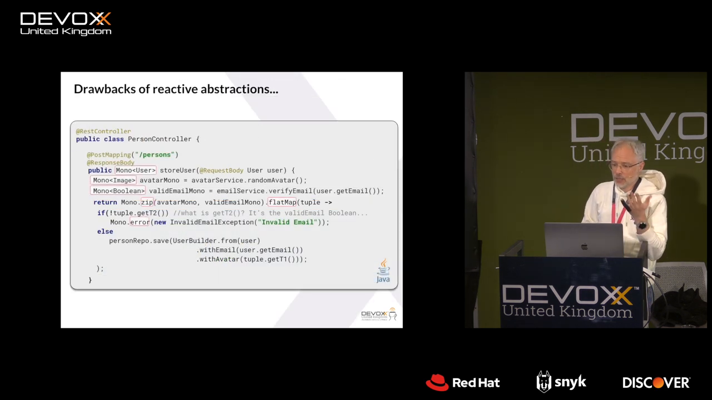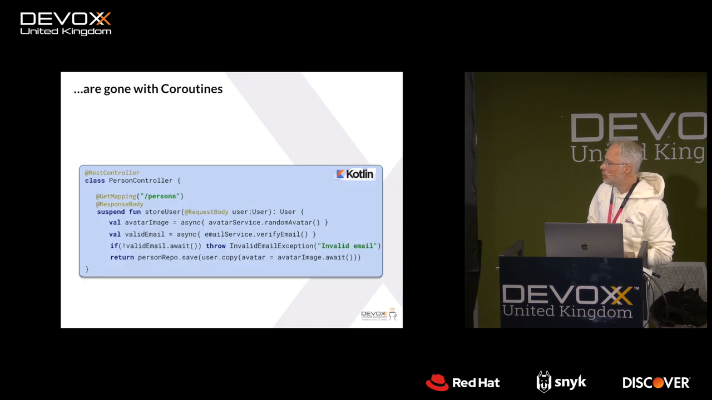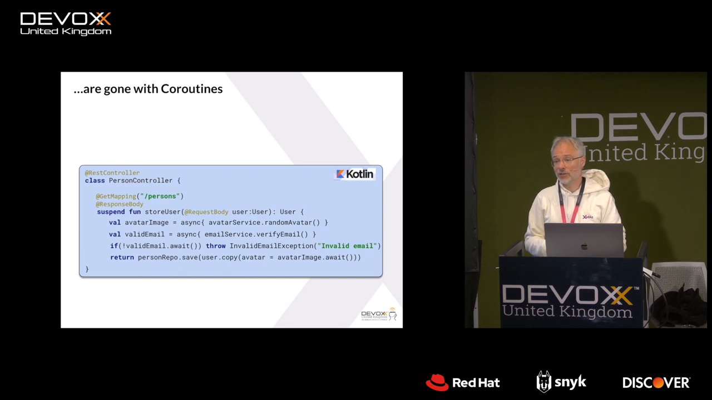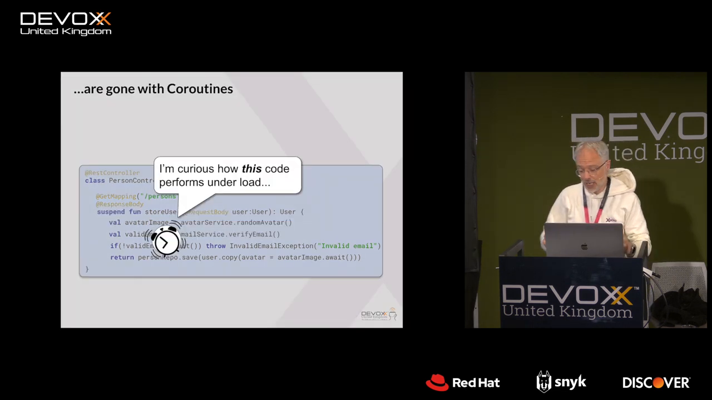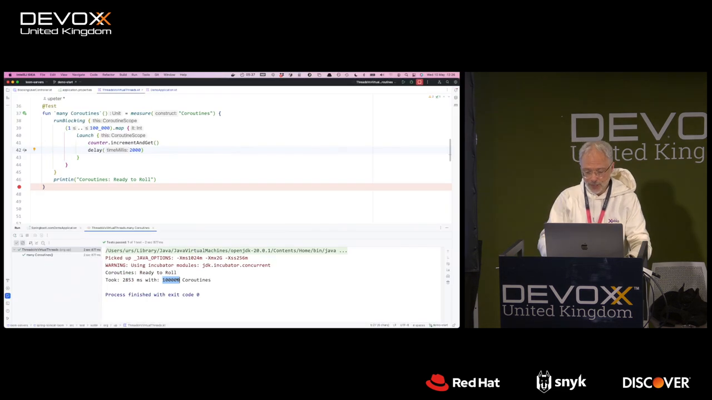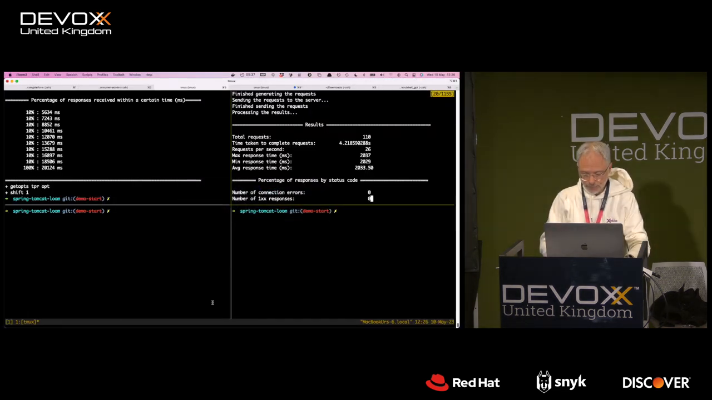So by using this approach, we get code which is extremely manageable, easy to read, maintain, and so on, with the exact same performance characteristics. I can show you that this is really the case. So I also have a coroutines implementation in my Spring Boot application.